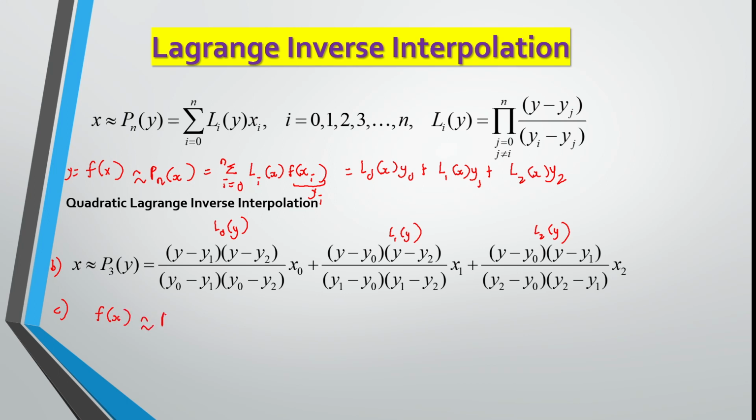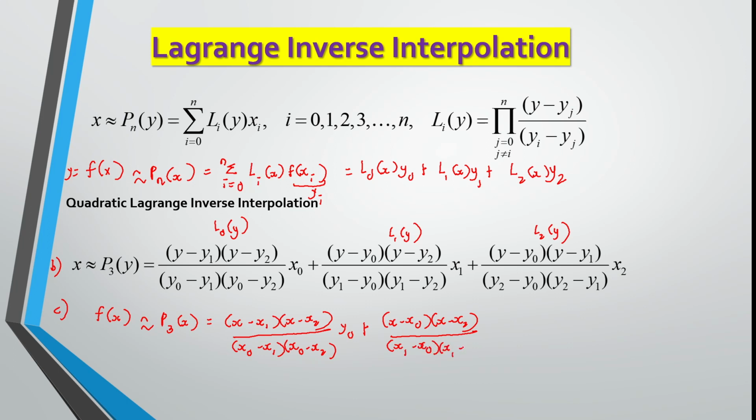f(x) is approximately P3(x) equal to L0(x) = (x − x1)(x − x2) divided by (x0 − x1)(x0 − x2), multiplied by y0, plus L1(x) = (x − x0)(x − x2) divided by (x1 − x0)(x1 − x2), multiplied by y1, plus L2(x) = (x − x0)(x − x1) divided by (x2 − x0)(x2 − x1), multiplied by y2.